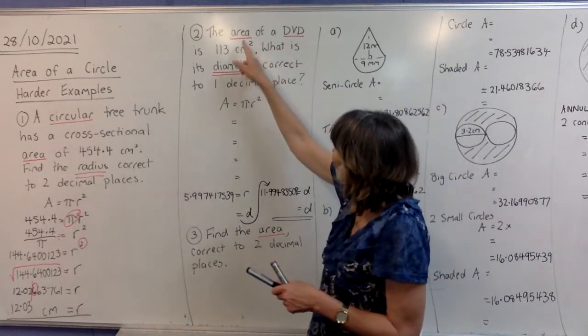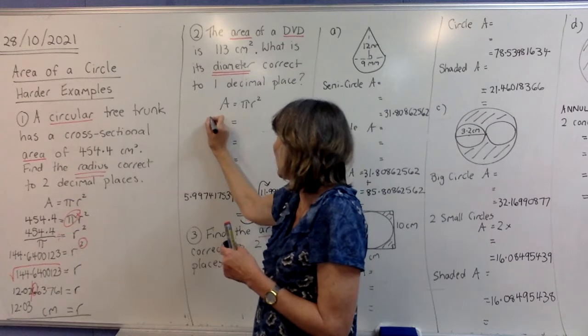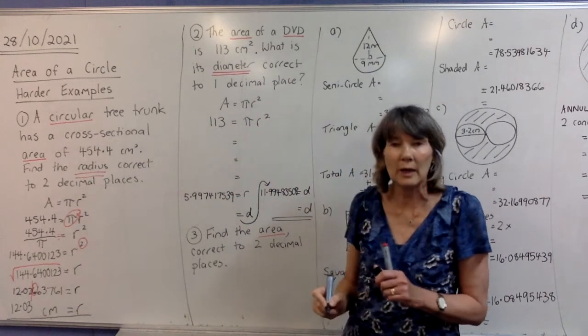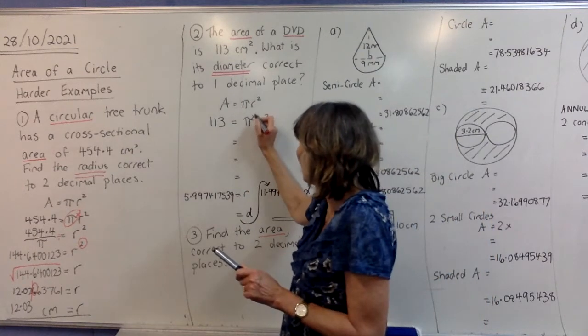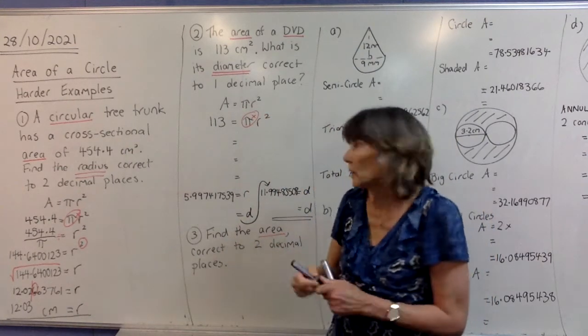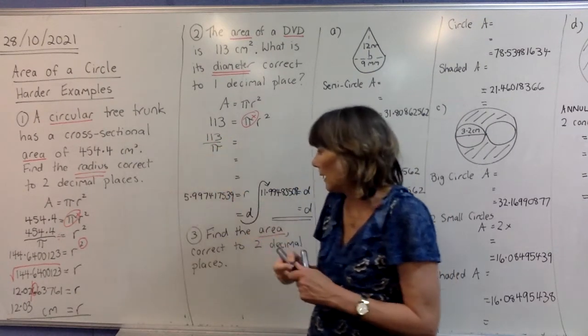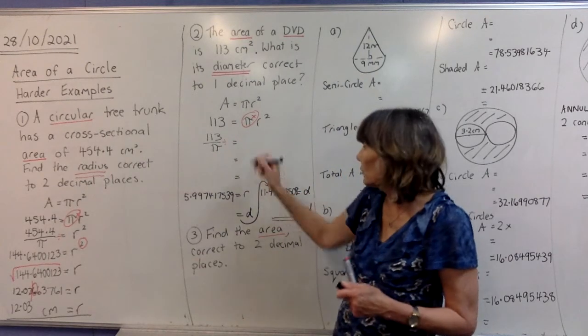So the area that they've given you is 113. So in place of A, we're going to write 113 and copy what we've got over here. Now, just like we did on the last question, we're going to get rid of our times pi. So come to the left-hand side and we're going to divide by pi. And on the right-hand side, we're left with r squared.